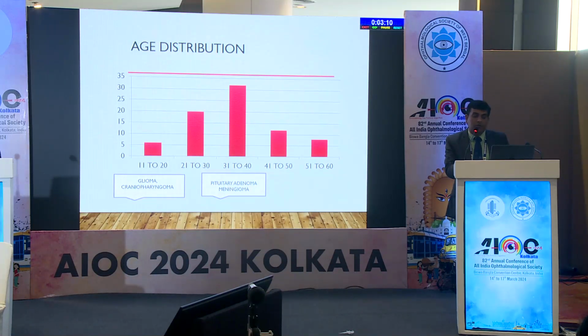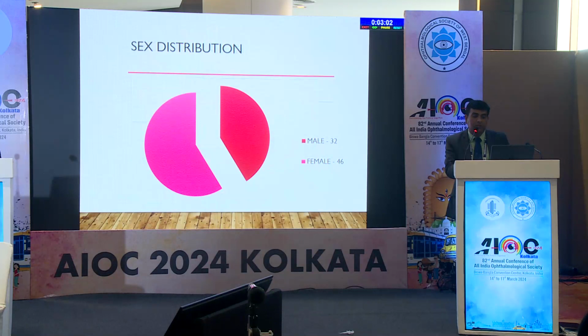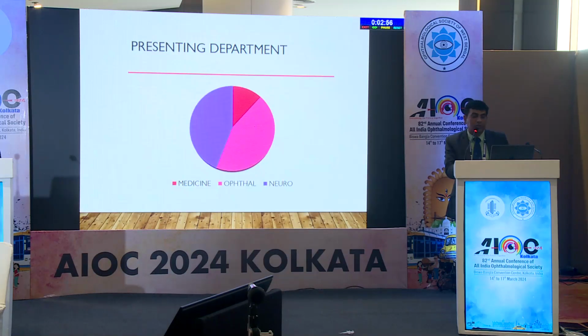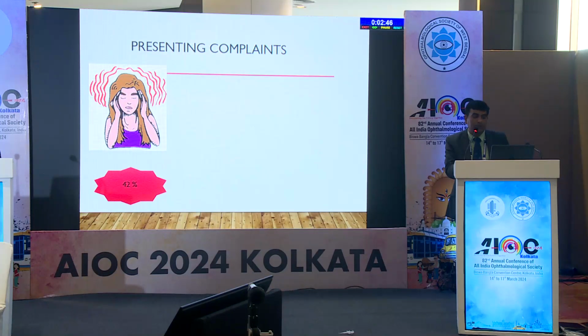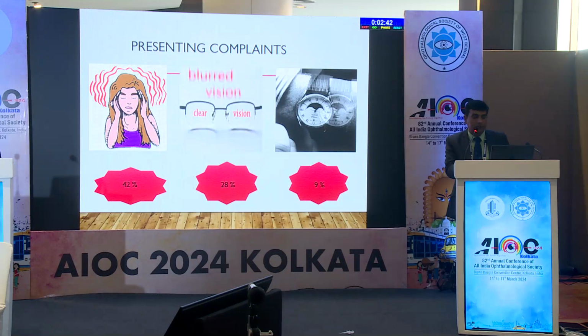Most were 30 to 40 years of age. The most common tumor was pituitary adenoma, followed by meningiomas, and in the first decade, glioma and craniopharyngiomas. We included 46 female patients and 32 male patients. Most of these patients came to the ophthalmic department, around 52%, followed by neurology and medicine. Presenting complaints were headache, defective vision, and diplopia in 9% of the patients.